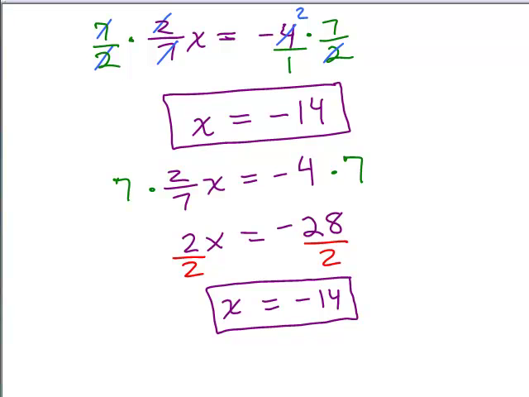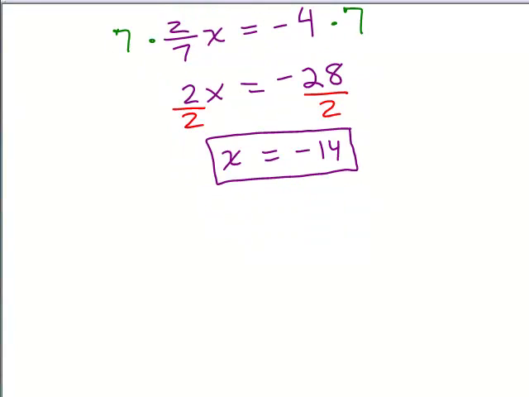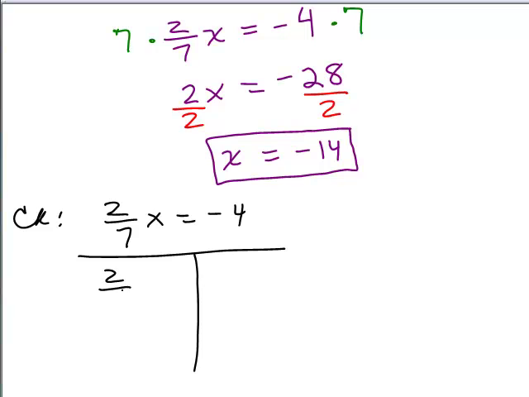Let's check our answers. So we want to write the original equation when we check. And we're going to put in what we got for our solution, which is -14. I'm going to write that as -14/1, and we just want to simplify the left side of this equation first. So see, 7 goes into 14 twice, but I still have that negative sign. So this is 2 times -2, which is -4.